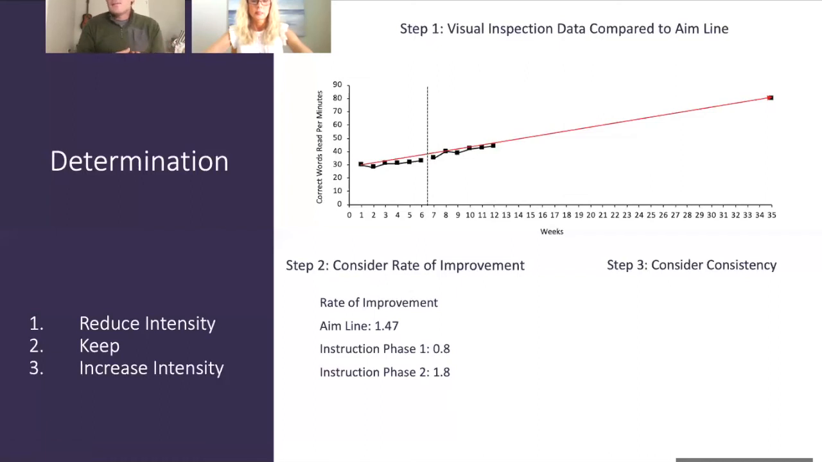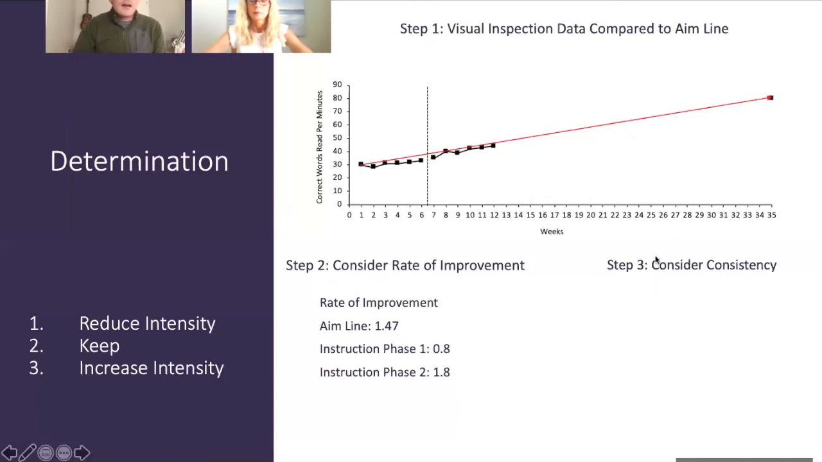So some teams might opt to try to increase intensity right now because the data is still below the aim line. We might not have the logistical, we might not have all of the tools necessary to do that. So I would feel very confident keeping the student in the current intervention and then waiting a couple more weeks to see if the data points begin to get above this aim line. So I think keeping everything the same.